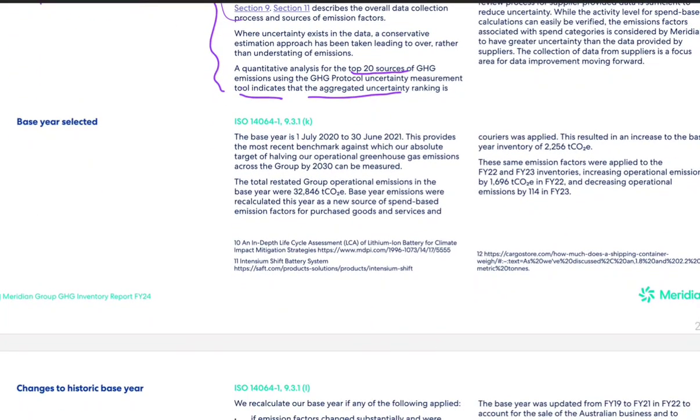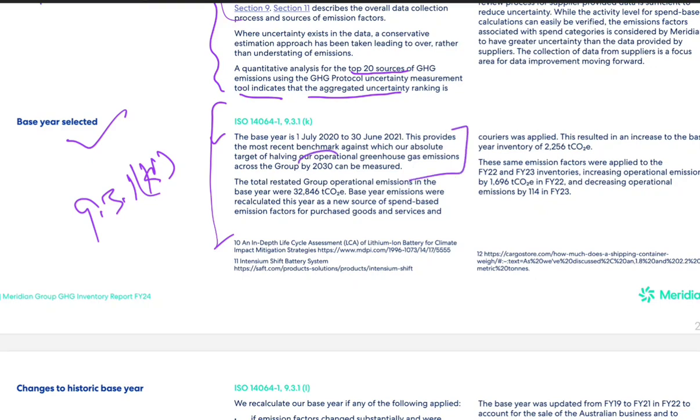Yeah. Then what is the base year selection? We can say ISO 14064 according to 9.3.1 K. Okay. So the base year was July 22, 30 June 21, and this provides the most recent benchmark against our absolute target of halving our operational greenhouse gas emissions by 2030. So very detailed information you can see.